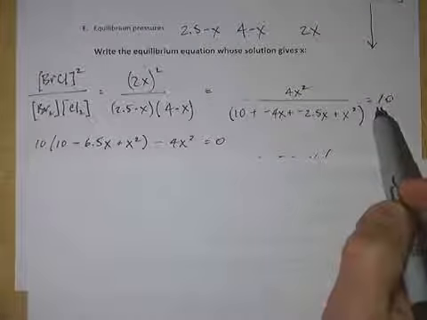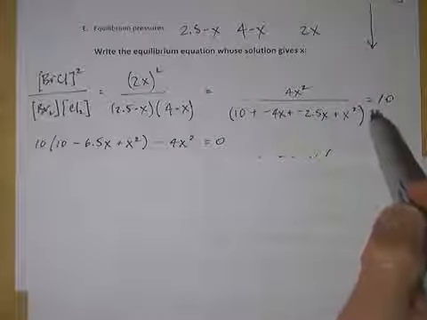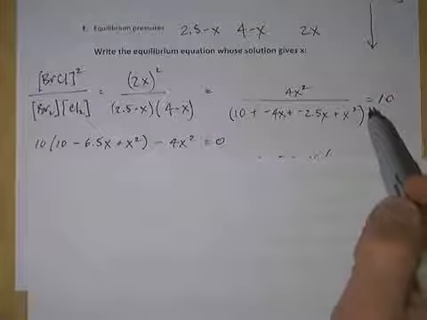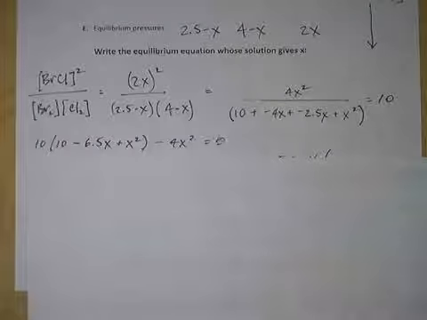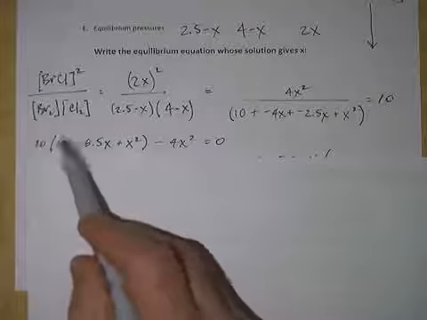And then I set the whole thing equal to 0. If you remember back from your study of quadratic equations, if you're going to use the quadratic formula, you've got to set it equal to 0. And I bring 4x squared to the other side of the equation to set it all equal to 0.